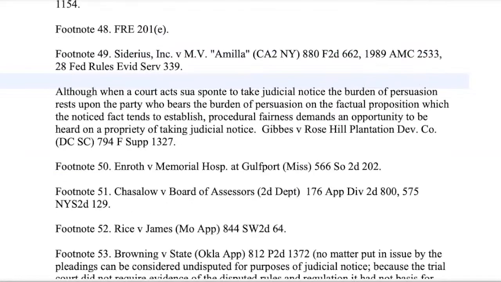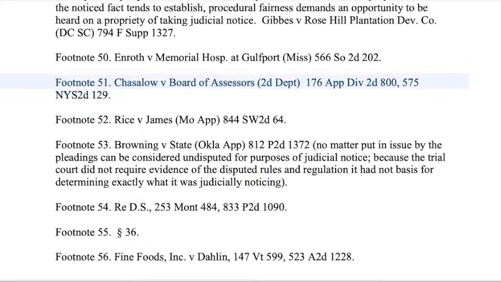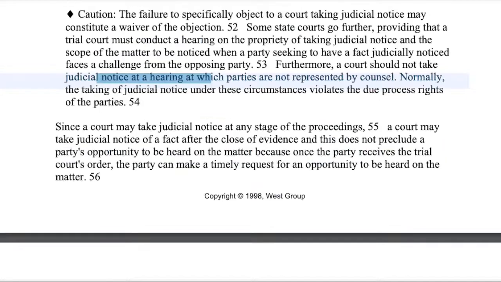Footnote 54. That's a case in Montana. All right. That's an interesting one there. Normally, the taking of judicial notice under these circumstances violates the due process rights of the parties.